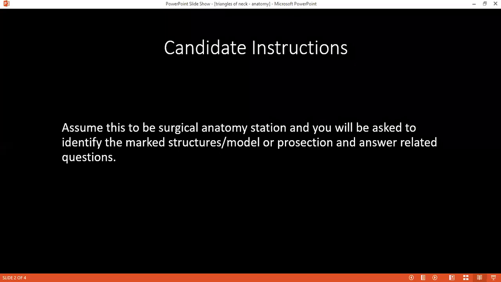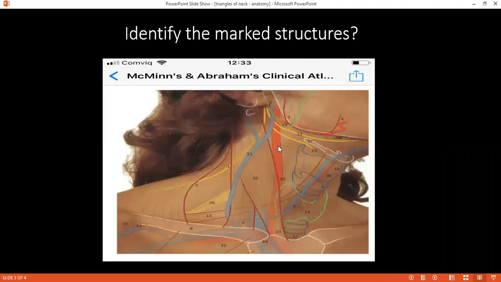Considering this is the surgical anatomy station, kindly tell me, which area of the organ are you looking at? This is the anterior aspect of the neck. Very good. The neck of a human being is divided into several triangles. Can you tell me how? There are basically two triangles, anterior and posterior. Anterior is again divided into submental, submandibular, carotid, and muscular triangles.